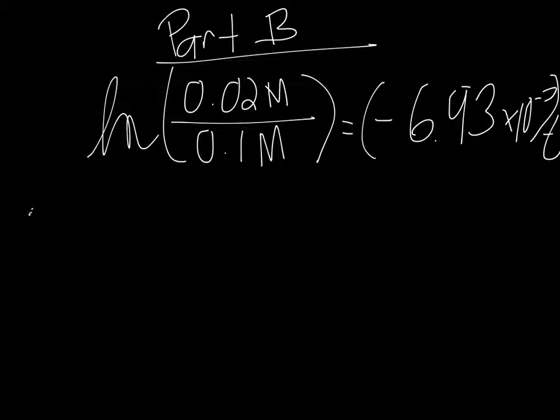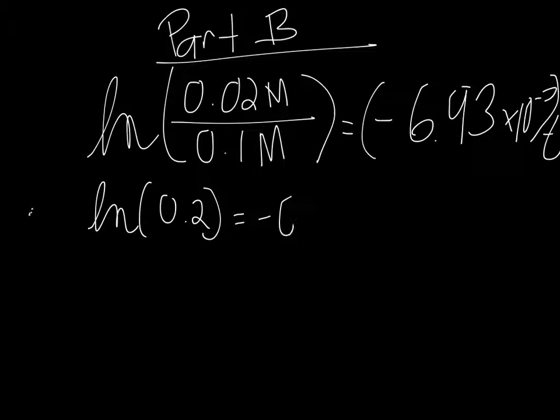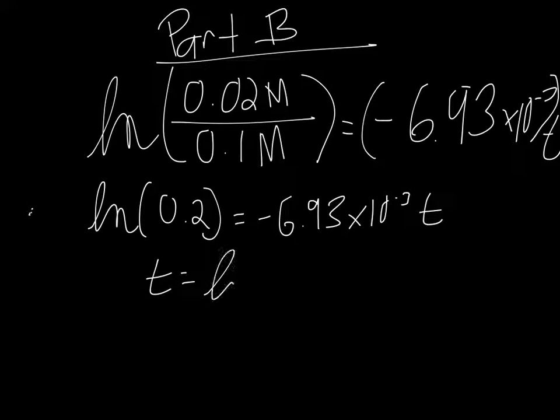How to do this is you're going to first divide 0.02 by 0.1, which gives ln 0.2. So then that should leave you with ln 0.2 equals negative kt. Then you're going to divide each side by negative 6.93 times 10 to the negative third. So then you should have t equals ln 0.2 divided by negative 6.93 times 10 to the negative third.